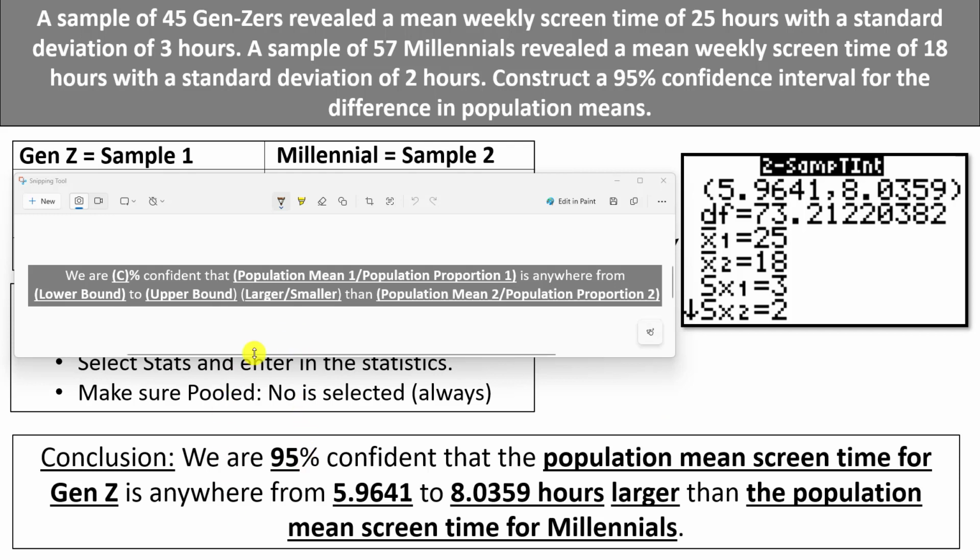We are 95% confident, since our confidence level is 95%, that the first population mean, which in this case is the population mean screen time for Gen Z, is anywhere from our lower bound, which is 5.9641, to our upper bound, which is 8.0359, larger than, since they're positive numbers, the population mean screen time for millennials, which is population mean number 2.